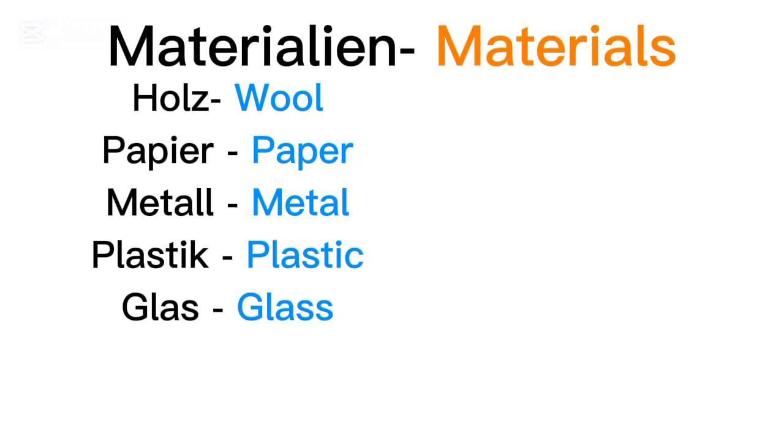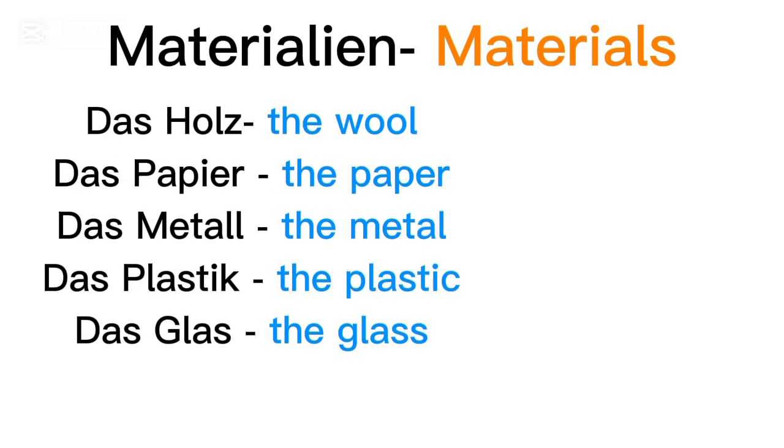Okay. Remember, all these materials take a das article. So das Glas, das Plastik, das Papier, das Metall, das Holz. Now, we have actually learned more than 5 materials. And now I want us to start making simpler sentences.